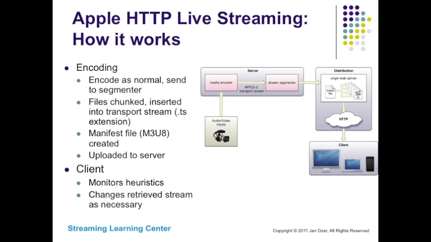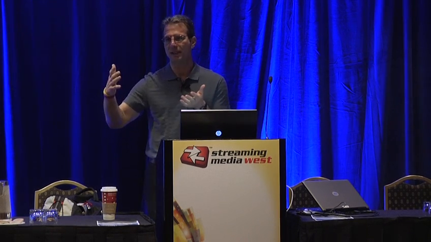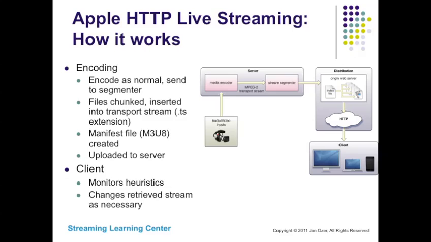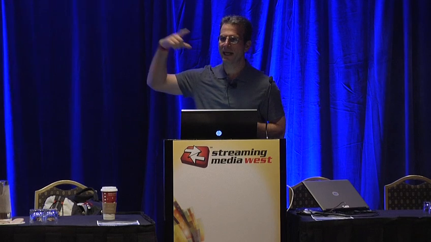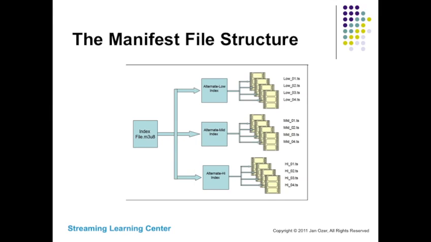And if you're producing for an HTTP-based system, and this is an example of HTTP live streaming, you encode the file as normal, and then the file is chunked. So each file that you produce is broken out into 10 second chunks, say, or 5-second chunks. And then those files are sent to a server, an HTTP server for distribution. Alongside those files, the encoding tool creates what's called a manifest file. And the manifest file contains the locations of the alternate streams and the locations of the alternate chunks in those streams. And this is kind of what it looks like.